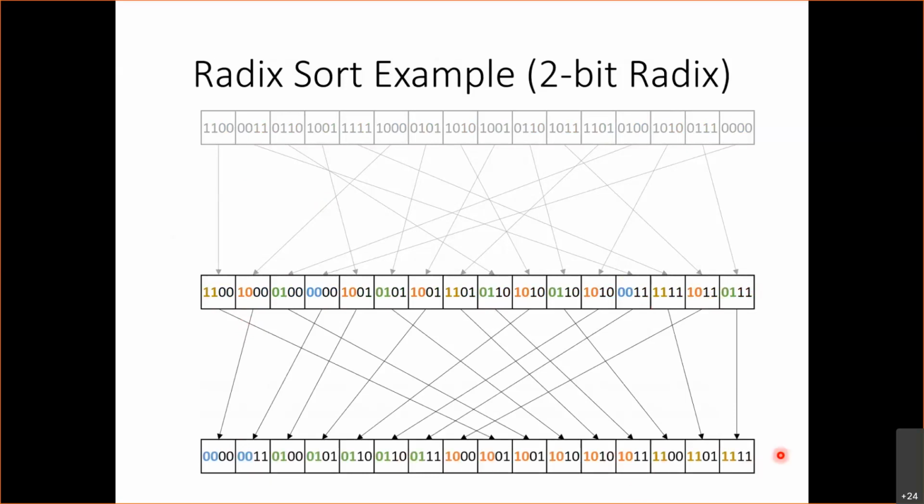So here, as you can see, we need fewer iterations. For a 2-bit radix, we need n over 2 iterations for an n-bit key. All right, so we need fewer iterations. This is the advantage of using a larger radix. But now let's look at the disadvantage. Let's look at how the larger radix affects coalescing.